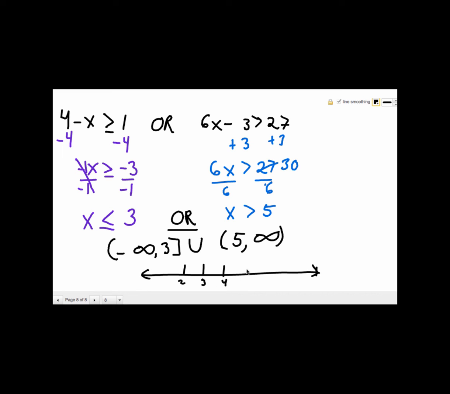And realize that while our first endpoint, 3, gets a square bracket, our second gets a rounded bracket. And when we shade, in this case, we do not shade in between them because we are saying x may be less than 3, or to the left of 3, or greater than 5, or to the right of 5. Okay? This is your expression solved both in interval and graphical notation.